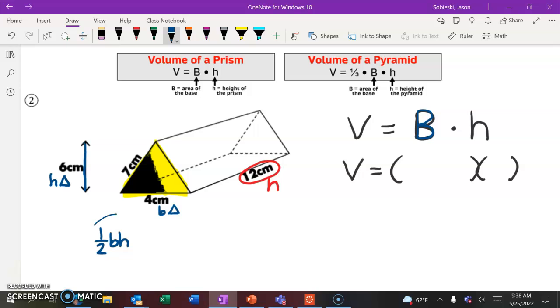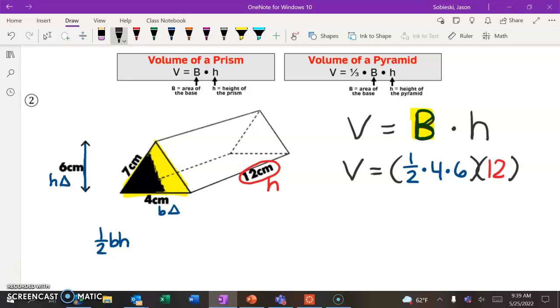So we are going to take this formula for the area of the triangle and use that in our first spot in our formula. Again, a triangle always starts with 1/2 times the base of the triangle, which we said was 4, times the height of the triangle, which was 6. So that is our first substitution. And again, we took the flat triangle, and to make our prism, we stretched it by 12 centimeters, which becomes the height of the prism.